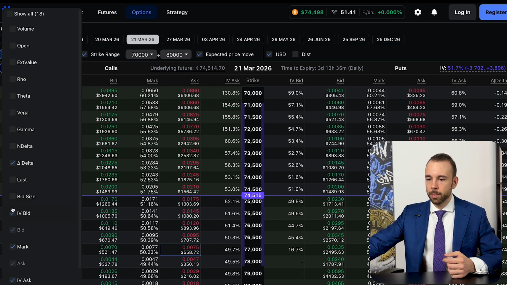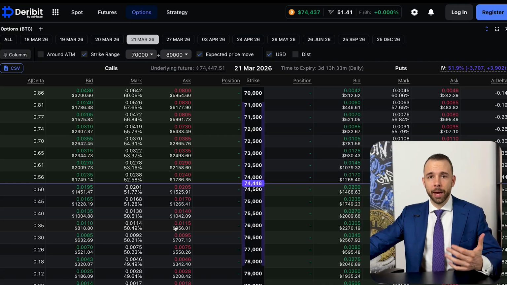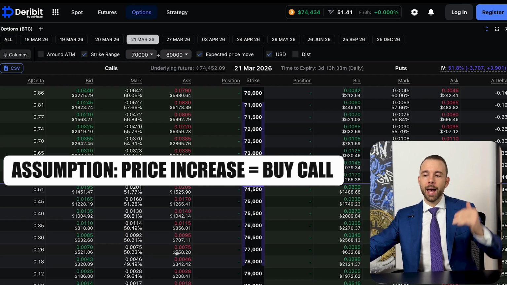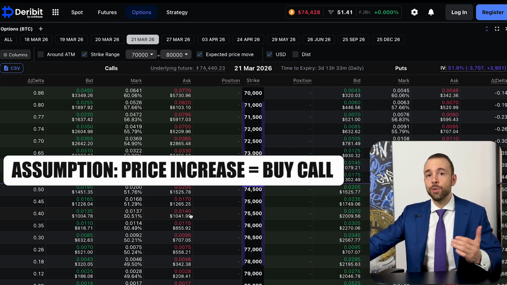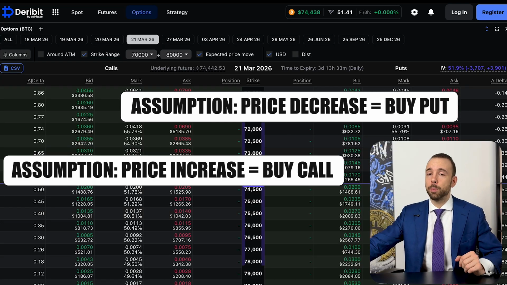So let's disable, and here we go. So now it looks much better. So basically, if I would like to speculate on the price increase, I need to buy a call option. And if I would like to speculate on the price decrease, I have to buy a put option.